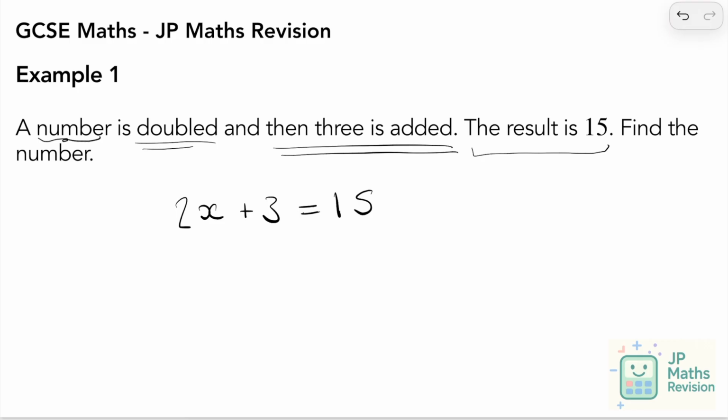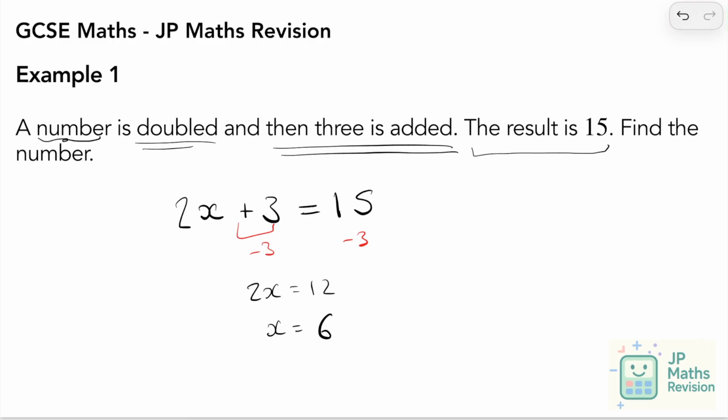In other words, we're trying to find out what x is. So I need to solve this linear equation. Firstly, I'm going to get rid of the plus 3. The opposite of adding 3 is minusing 3, so I need to minus 3 from both sides, and I end up with 2x equals 12. The opposite of timesing by 2 is dividing by 2, so I end up with x equals 6.